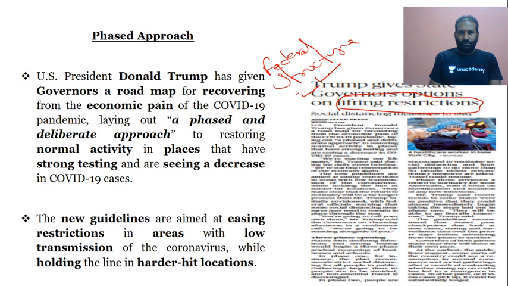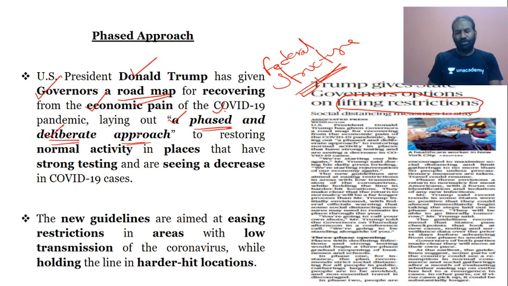that US President Donald Trump has given all the governors a roadmap for recovering from the economic pain that the entire world has experienced, and in regards to the US, what they have experienced because of the COVID-19 pandemic. And Trump has said that this roadmap is a phased and a deliberate approach.